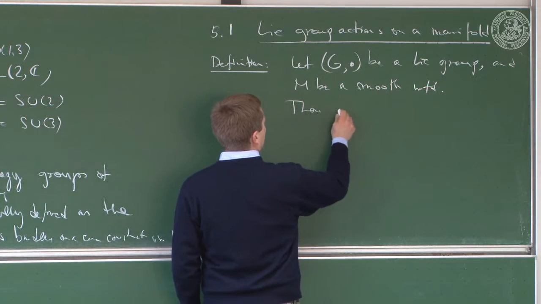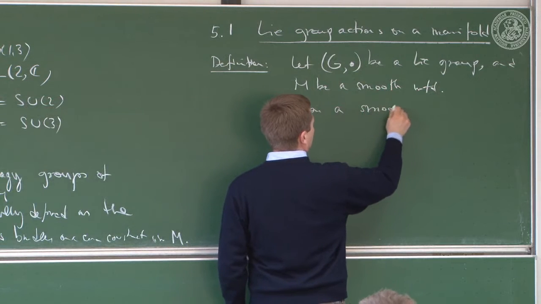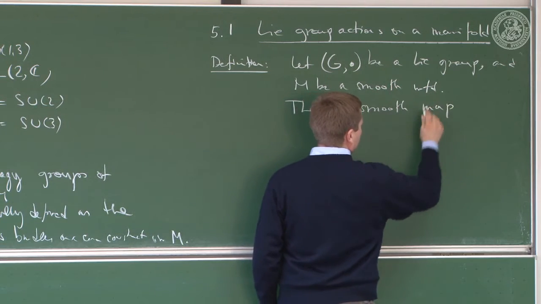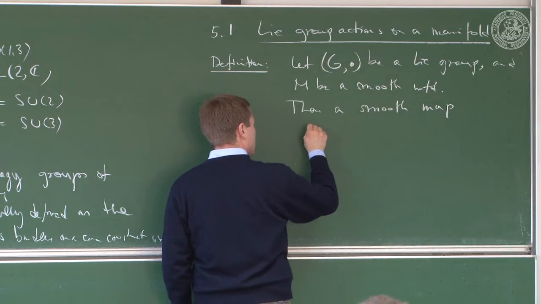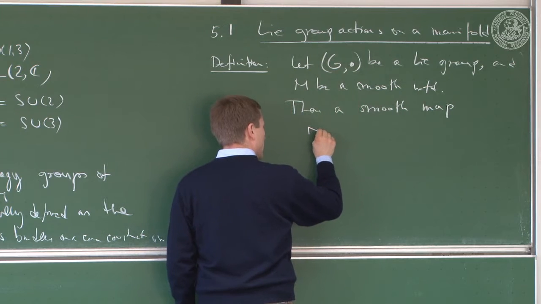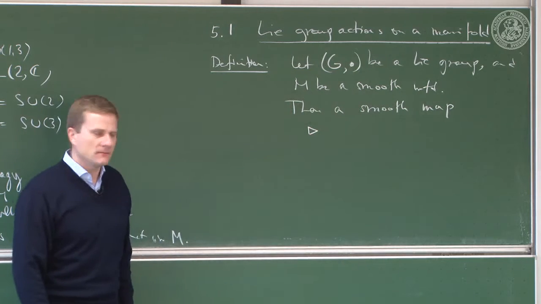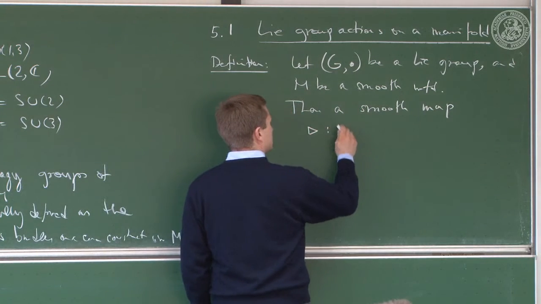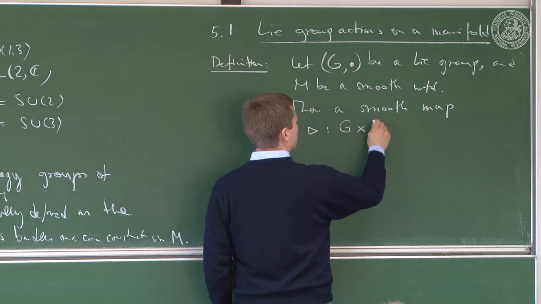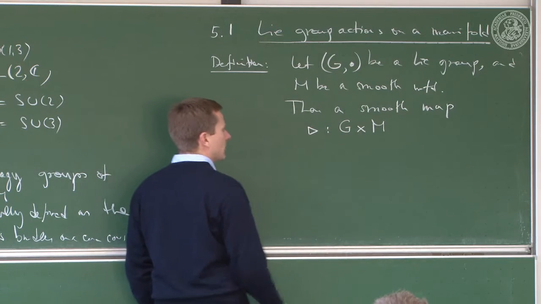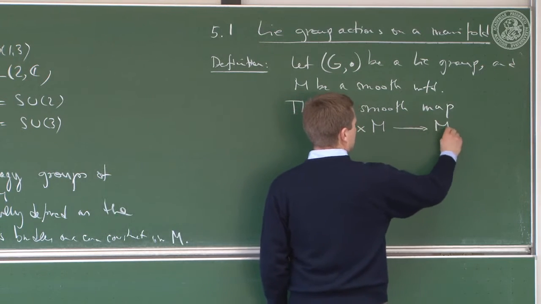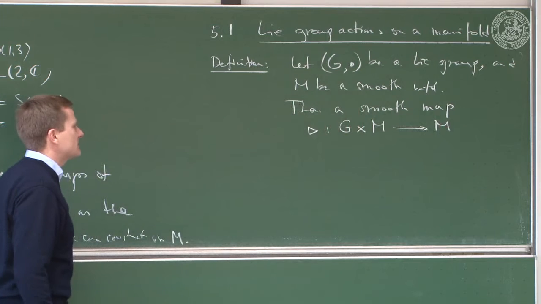Then a smooth map, with the interesting name arrow to the right, that takes an element of the Lie group and an element of M, of the manifold, and maps it to an element of the manifold. How can this be smooth?